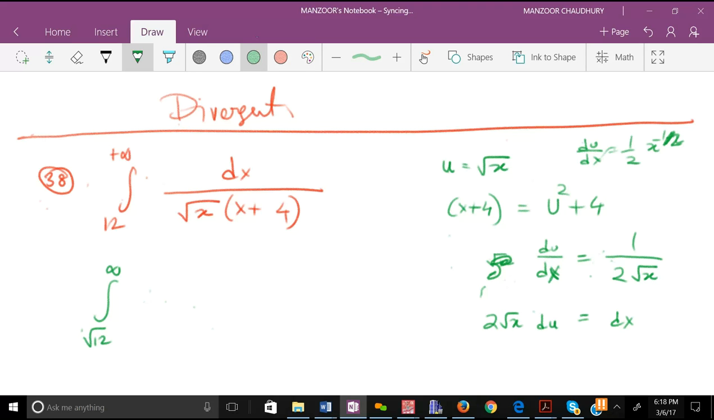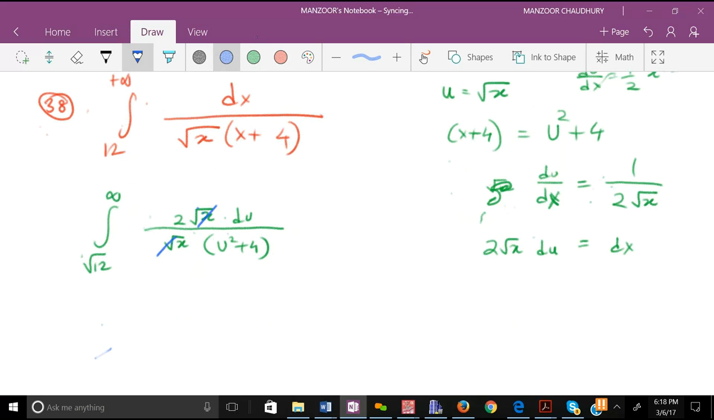So what I will do is replace that dx with 2 times root x times du, and I can see that the square root of x at the bottom cancels out, so I'll leave it like that. So that's gone. Now I have only u, so I don't have to worry about x at all. I'll take the 2 out also, and this one turns out to be 1 over u squared plus 4 du. Make sense? Yeah.